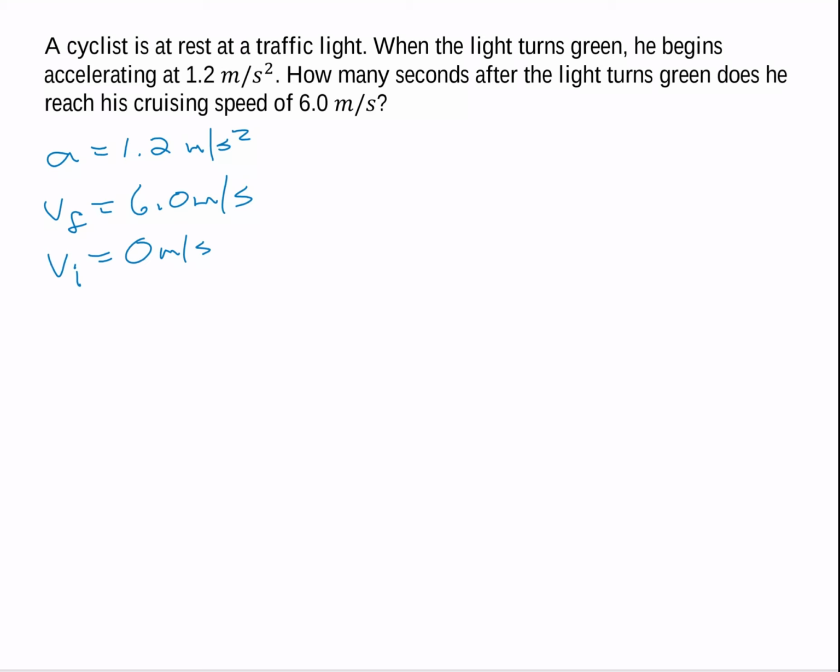What are we looking for? We were looking to see how many seconds after the light, how long it takes him to get from 0 to 6. So what is it we're looking for? Time. Delta T then. We don't know it. Okay. What can we do? Find delta x? No. Do that one we just did, the 1/2 A, and then just flip it to the other side, and then we get delta T squared.